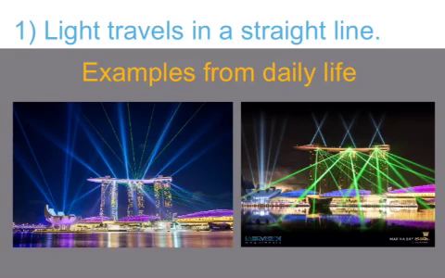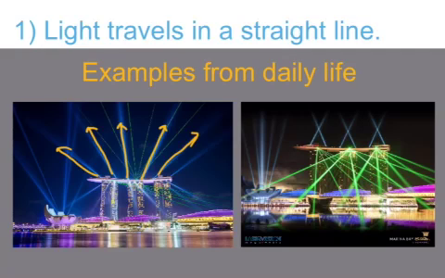And of course there are also light shows, like the one indicated in this picture here, where there are powerful spotlights, and you can see in the picture that the lights projected by all these spotlights are also traveling in straight lines. And these are some examples from our daily lives that we can show that light travels in straight lines.